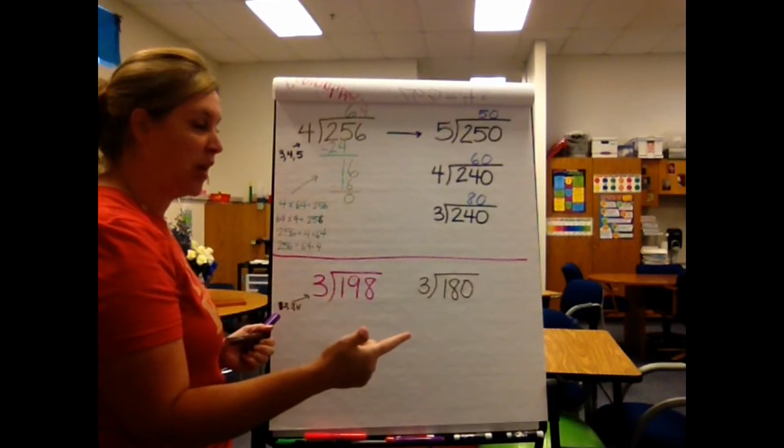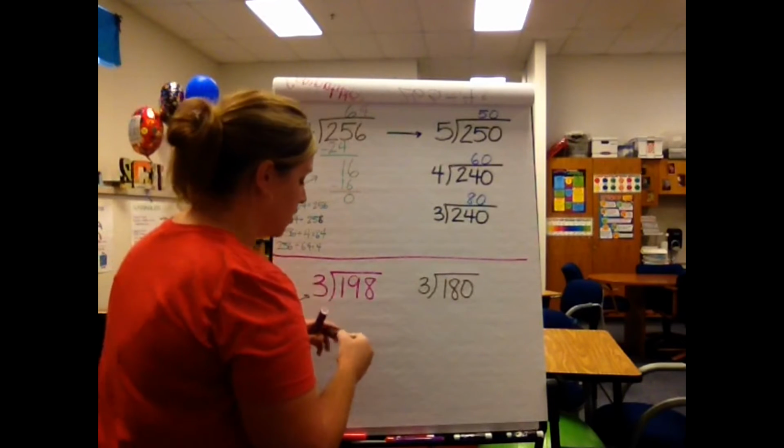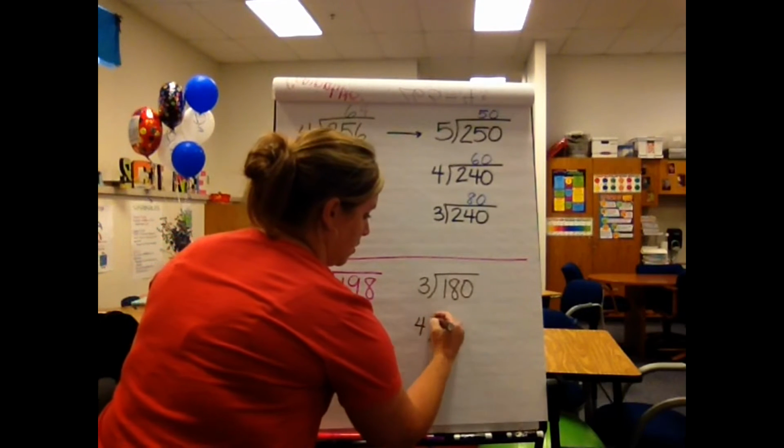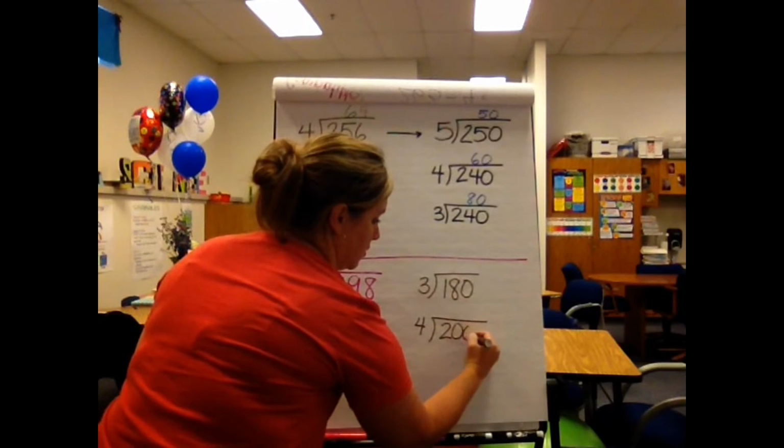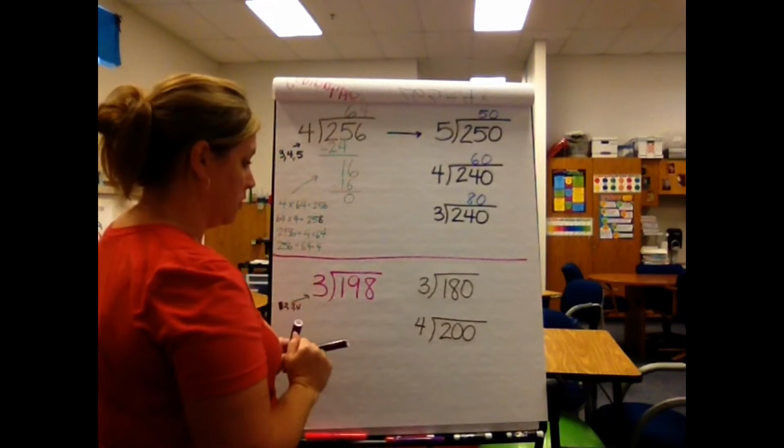4 times 5 is 20. I think 4 times 5 is 20 is closer because 19 is closer. Okay, so then I could do 4 times 2, divided, or 200 divided by 4.